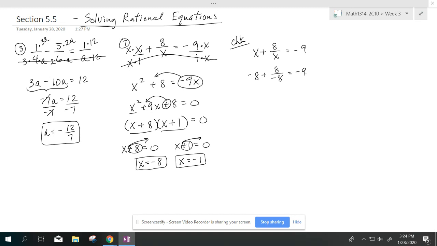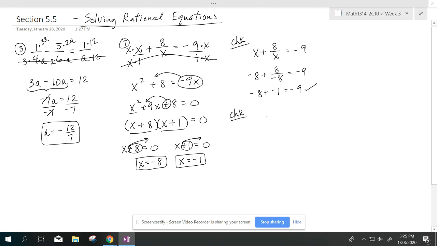Does anybody know what 8 divided by 8 is? Anything divided by itself? 1. So that's going to be negative 8, but that's going to be negative 1. And does negative 8 plus negative 1 make negative 9? Oh, look at that. It checks. That checks out.